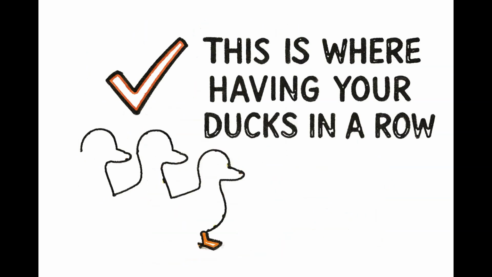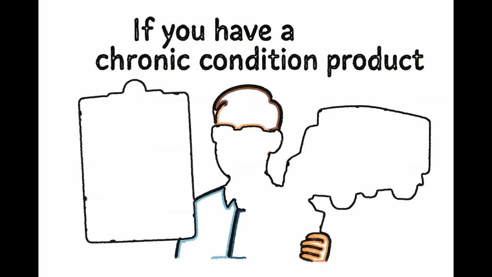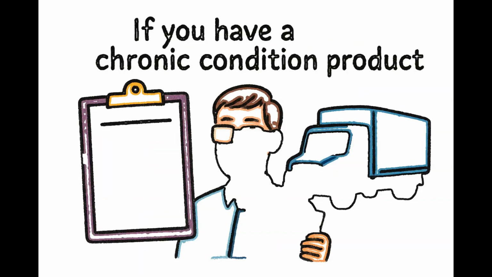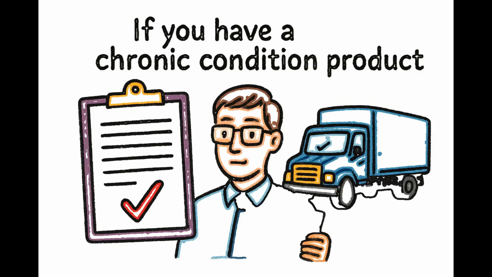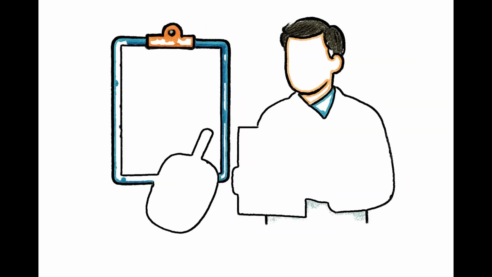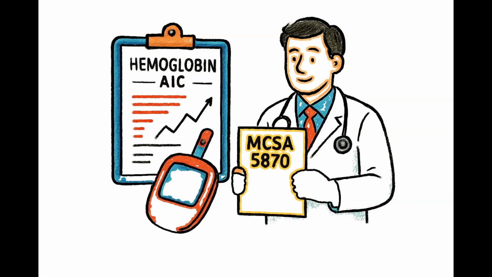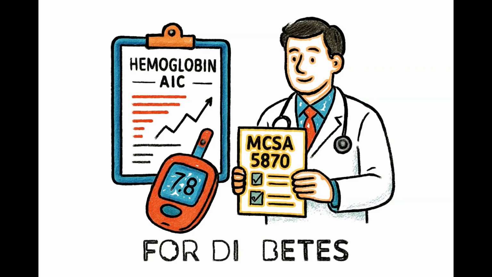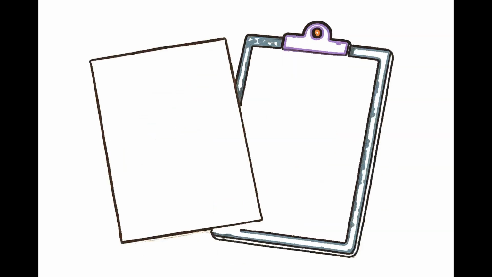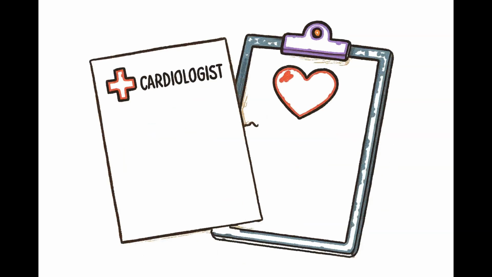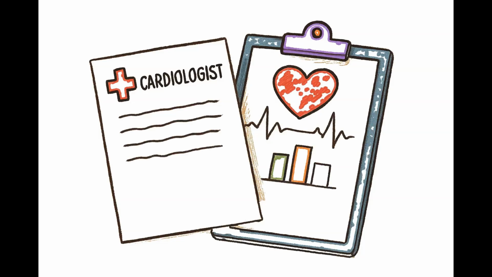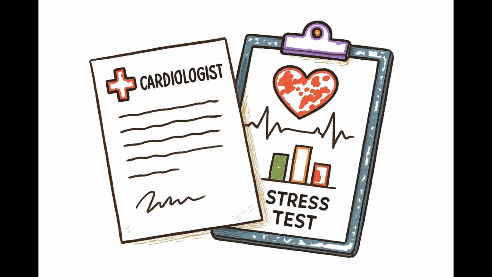Now for the specific conditions. This is where having your ducks in a row is critical. If you have a chronic condition, you need documentation from your treating specialist that proves it's well managed and you are safe to operate a commercial vehicle. For diabetes, that means your latest hemoglobin A1C results, and if you're on insulin, the completed FMCSA 5870 form from your endocrinologist. For a heart condition, maybe a past heart attack or bypass surgery, you'll need a letter from your cardiologist clearing you, likely along with results from a recent stress test.